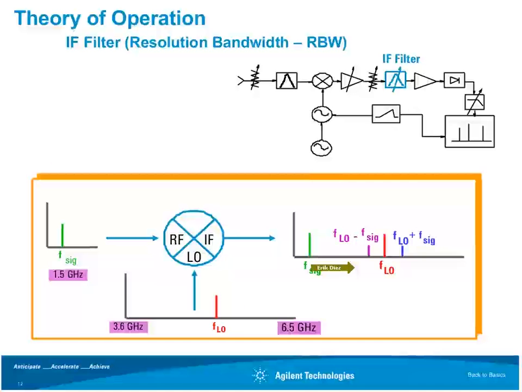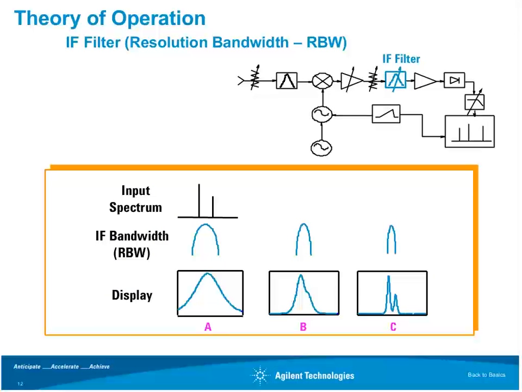Now, in the IF, when we apply filtering, the resolution bandwidth filter, depending on the filter bandwidth we select, that gives us the ability to resolve signals that might be close together to a greater or lesser degree. So here you can see as we have two signals close together, when I go to the narrow resolution bandwidth, I can see those two individual responses much better.